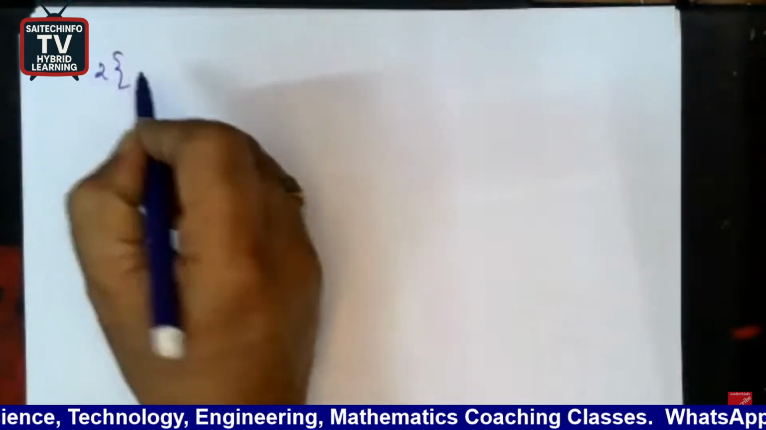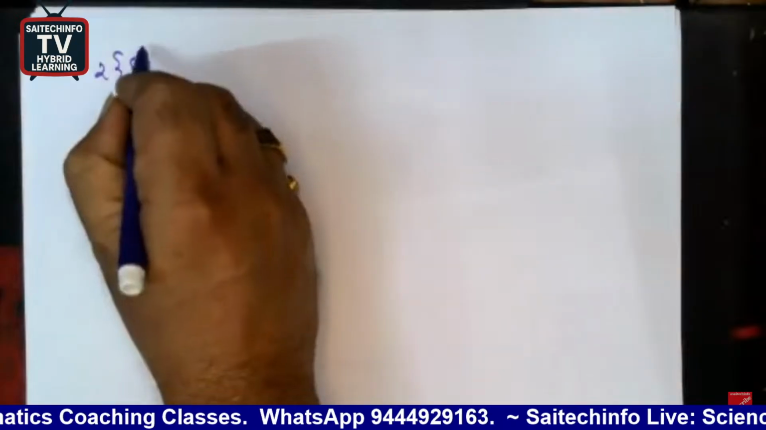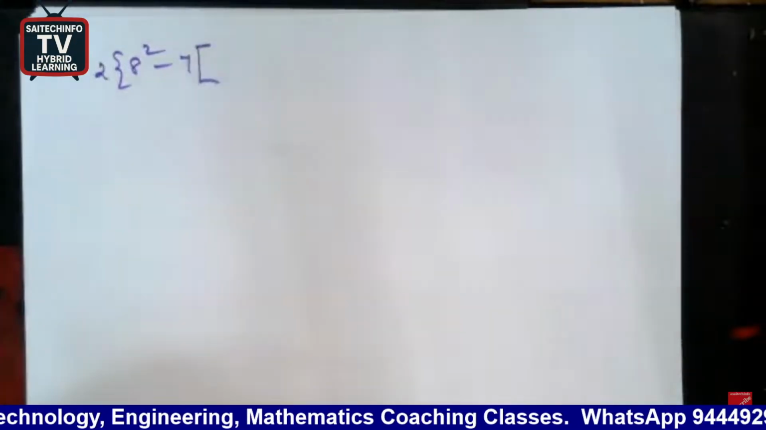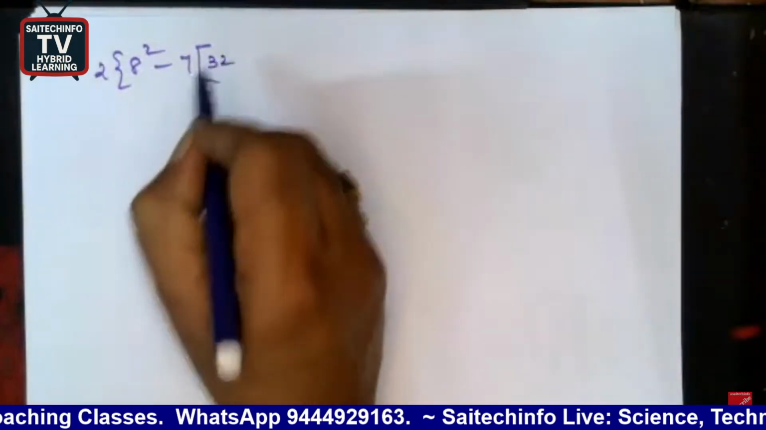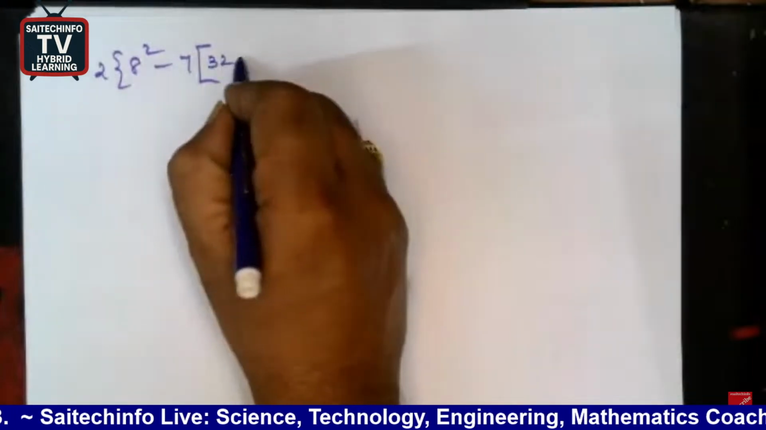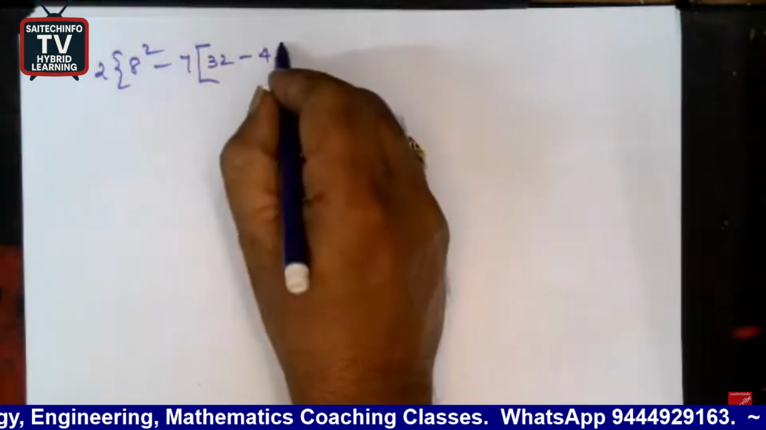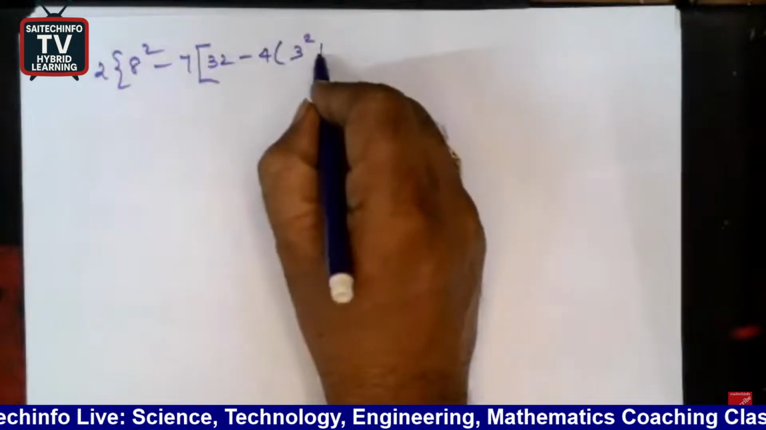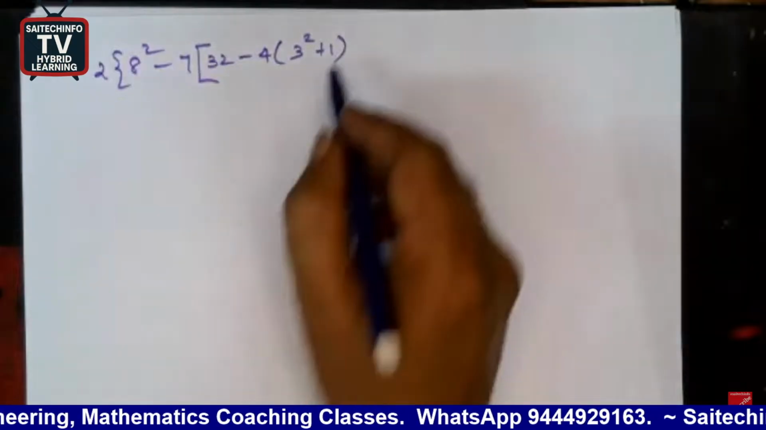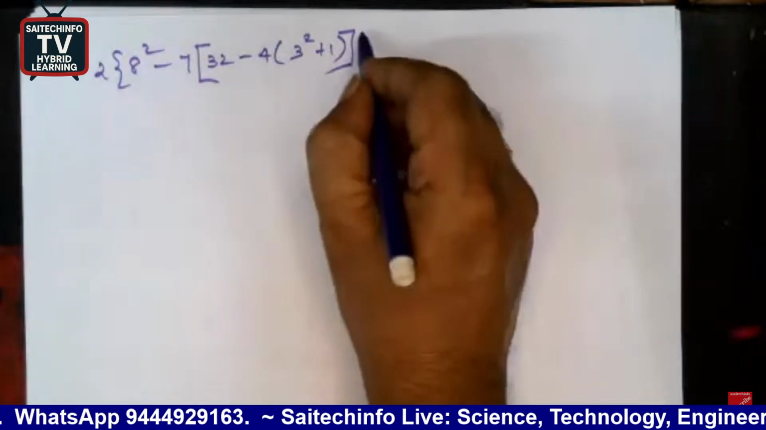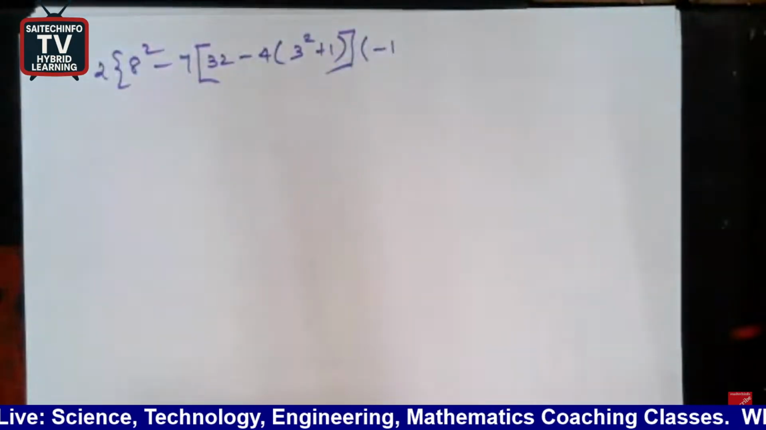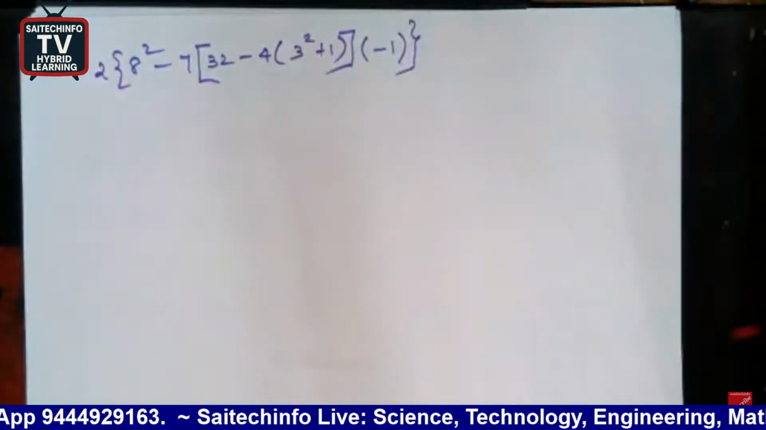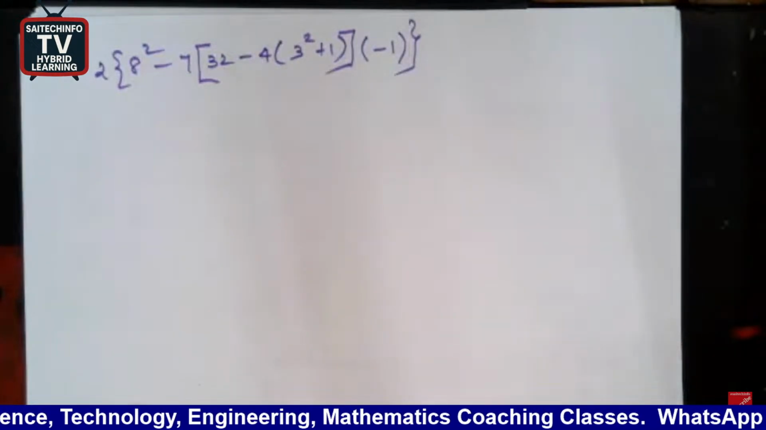2 open the bracket, double bracket, like this. Next, 8² - 7, open the square bracket, then 3² - 4, then open the bracket 3² + 1, close the square bracket, - 1, within parenthesis, double bracket. Now you have got so many brackets.